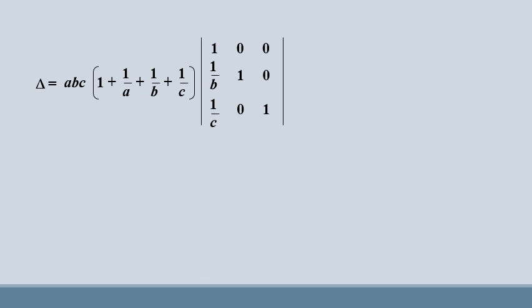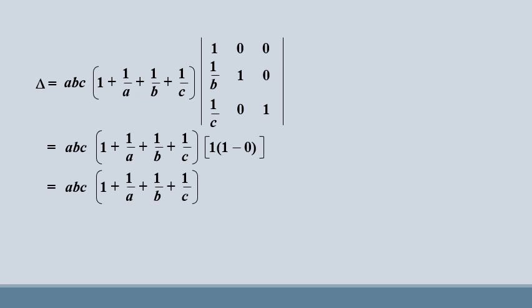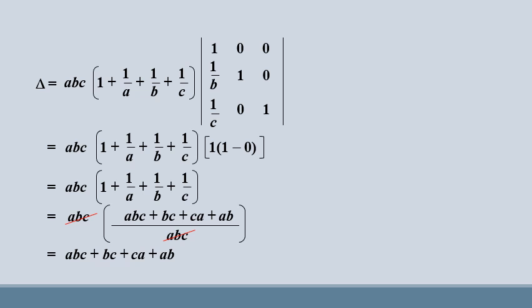Next, we will expand it using the first row. So we get 1 into 1 into 1 minus 0. So on simplifying, we get the required RHS. We can get the RHS in some other form by taking the LCM and simplifying. So when we take the LCM and simplify it, we get abc plus bc plus ca plus ab, which is the required RHS.